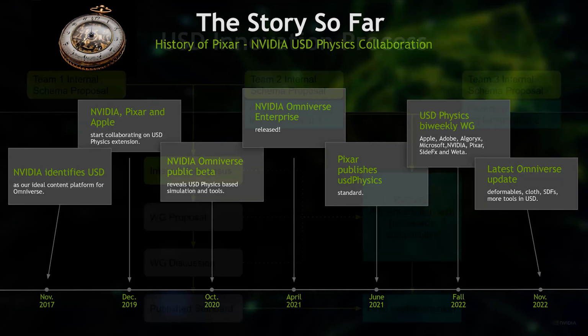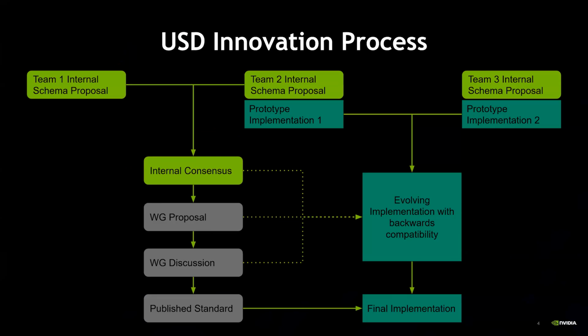This is NVIDIA's USD Innovation Process, and this is also very informal, but it's what works for us right now. It's not only our hardware that's very parallel, our company is also very parallel, and we have a lot of teams working at the same time on many different things, and it's often chaotic. So often two teams discover that they're working on similar things, and then they realize that they need to work together.